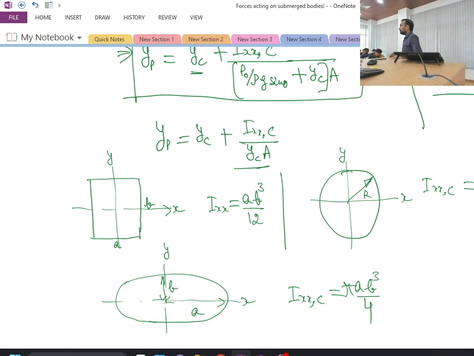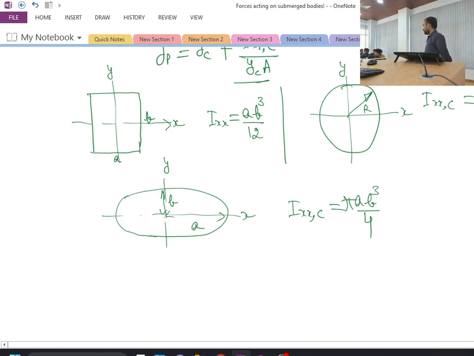Here it is parallel to the plane, because if you recall the previous figure, we are talking about area A, and the x-axis is parallel to that area A. Up to this point, is it clear?